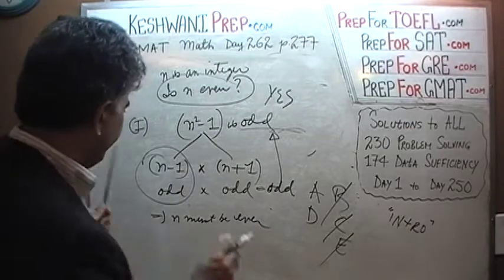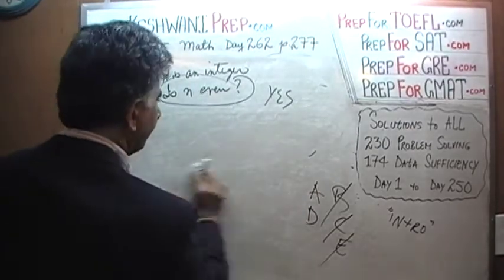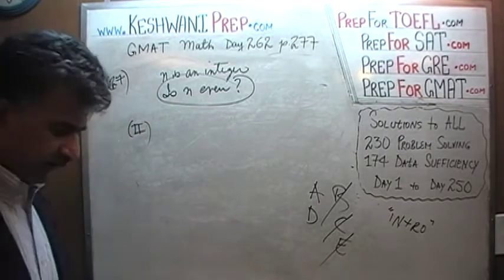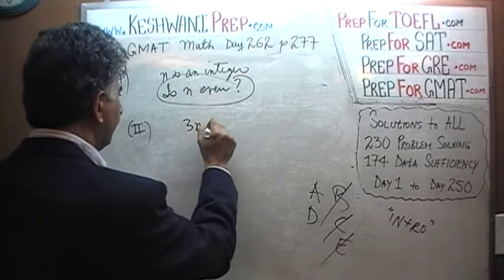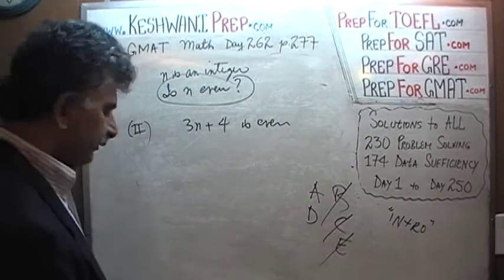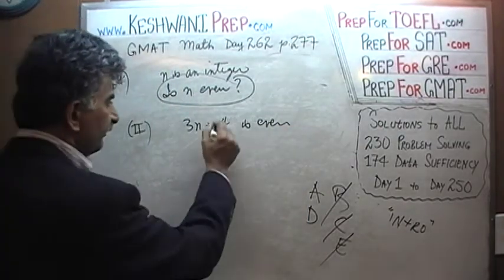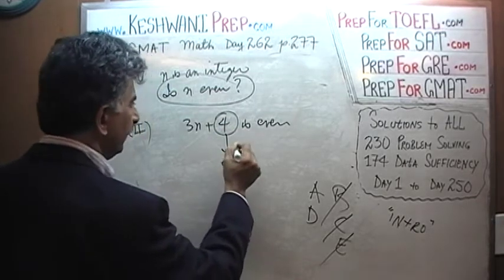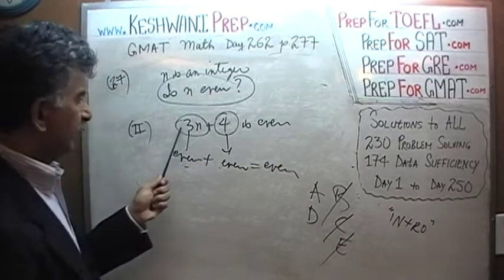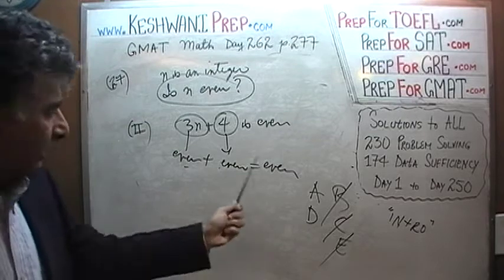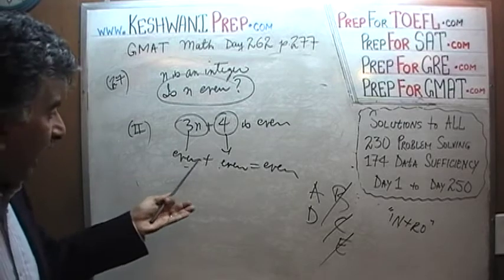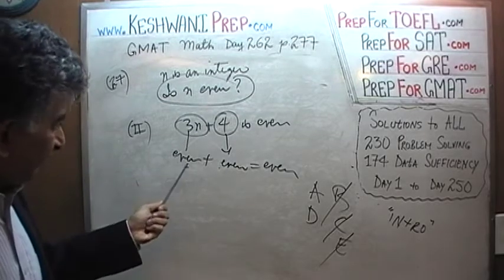Let's look at the second statement, shall we? In the second statement we are told that 3n plus 4 is even. Well, if 3n plus 4 is even, then since 4 is even, 3n must be even as well, because even plus even is even. 3 times n cannot be odd, because odd plus even would have been odd. That tells us that 3n is even.